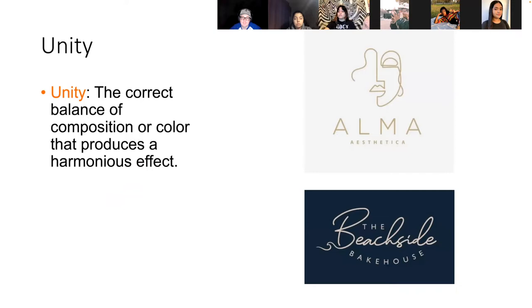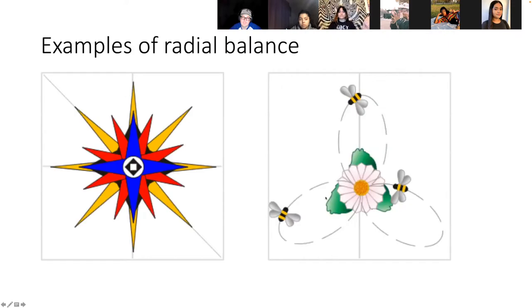So, unity. The correct balance of composition or color that produces a harmonious effect. Harmonious is a great word. It means that everything in your design is working together and looks like it fits and looks like it's intentional. Intentional is another key thing that you want to focus on when you're creating your designs. Does this look like it was an accident, or does it look like a designer planned and thought this out? I like this logo, and I pulled that off as an example because it's got these sharp letters and then this really beautiful organic icon.